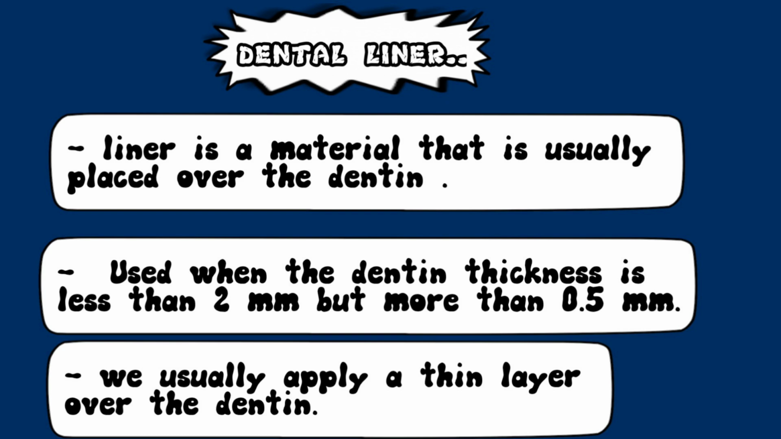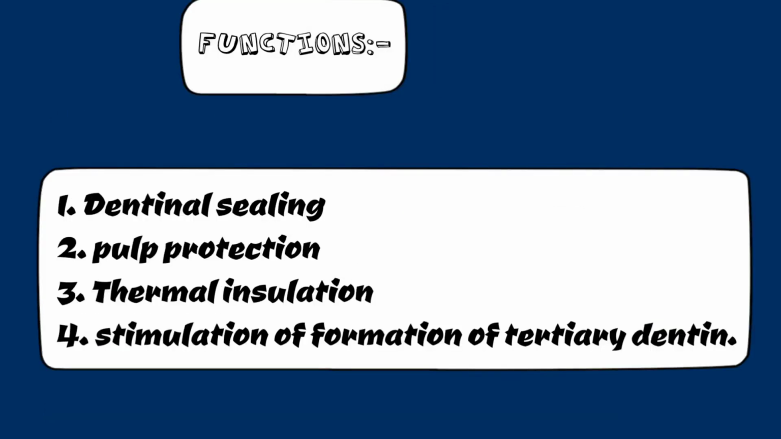So what are dental liners? Dental liners are the materials that are usually placed in a thin layer over the exposed dentine. So what we do here, we place a very thin layer of dental liner over the exposed dentine. We use it when the dentine thickness is less than 2 mm but more than 0.5 mm.